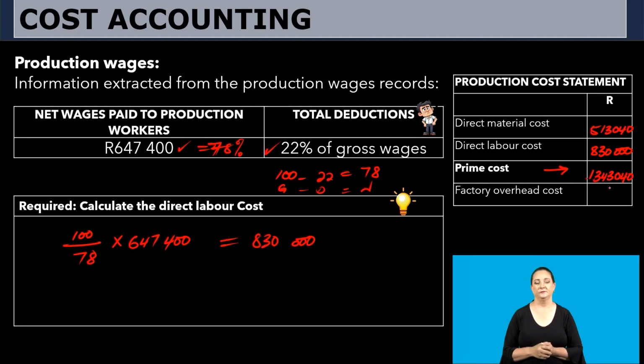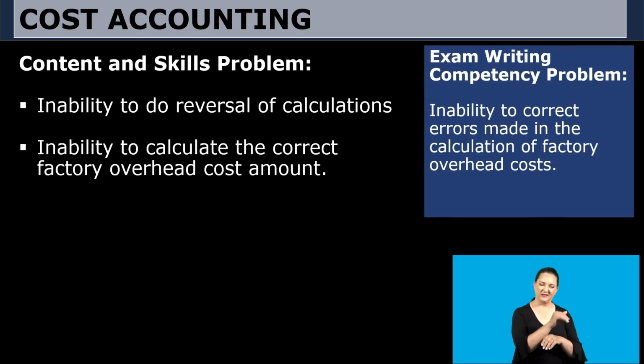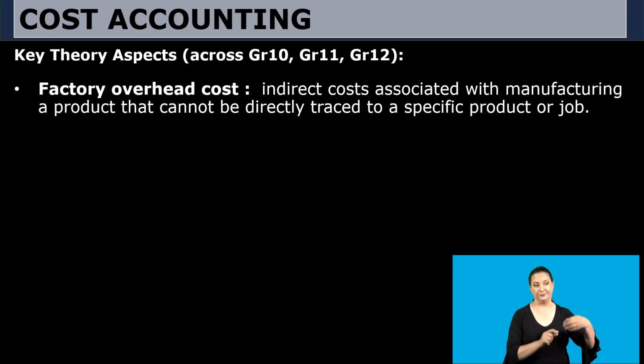1,343,040. Okay. Let us now move on to factory overheads. Here is some content and skills problems. Factory overhead cost is an indirect cost associated with manufacturing a product that cannot be directly traced to a specific product or job.